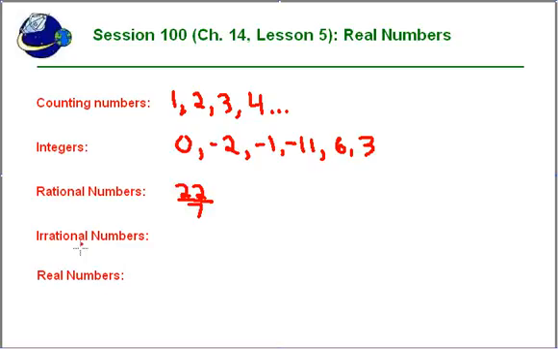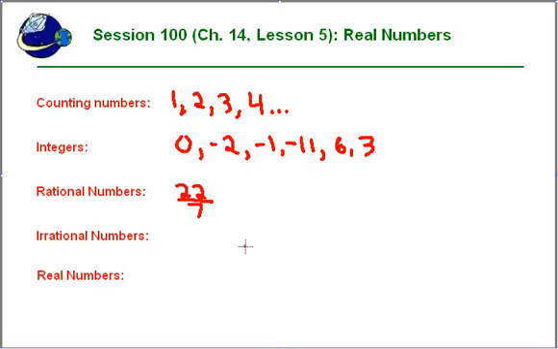So if a number is rational, it's already a real number. If a number is an irrational number, it's also a real number. If it's a counting number, it's a real number. If it's an integer, it's a real number, and so on. So the real numbers are the set that is the combination of all rational numbers and irrational numbers combined.